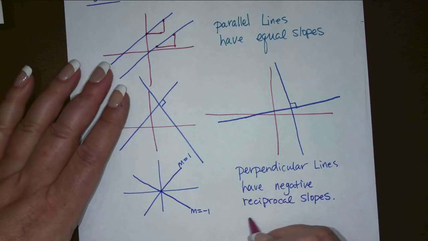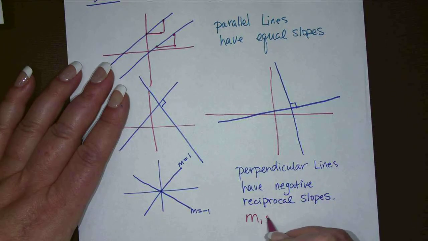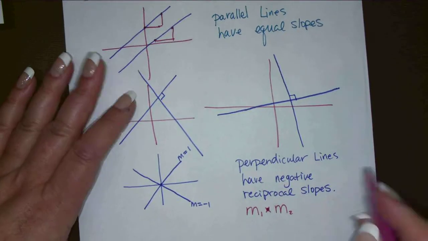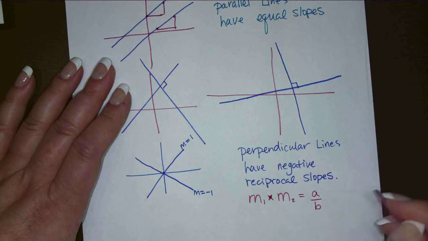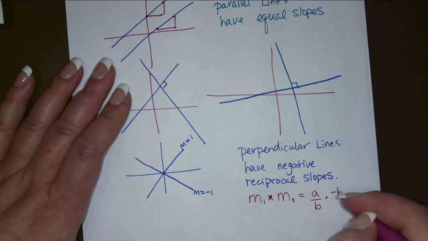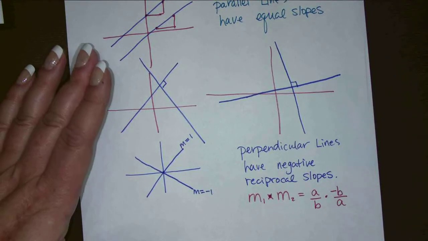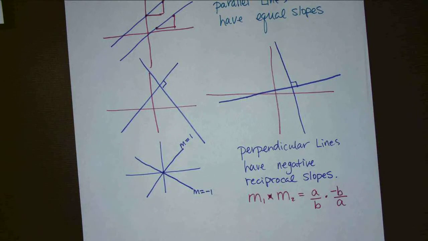The other way that we can look at these is if we had two slopes and we multiply them, so put a little dot or a multiply sign, and we multiply them. Say one is A over B, and the other slope would be the negative reciprocal, B over A. You flip over the fraction, change the sign. When we multiply these, what do we get?